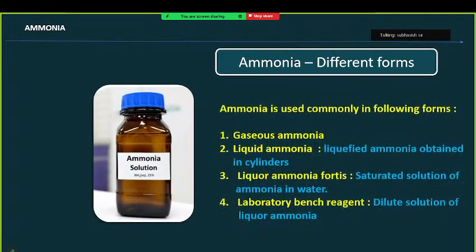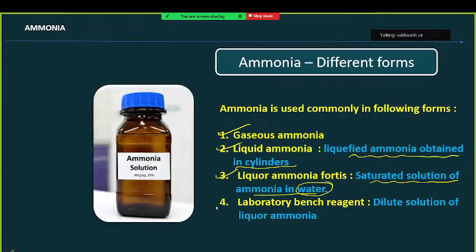Gaseous ammonia; liquid ammonia, which is the liquefied ammonia obtained in cylinders; liquor ammonia, a saturated solution of ammonia in water; and the laboratory bench reagent, a dilute solution of liquor ammonia. Liquor ammonia is the saturated solution, with near about 35% ammonia present.